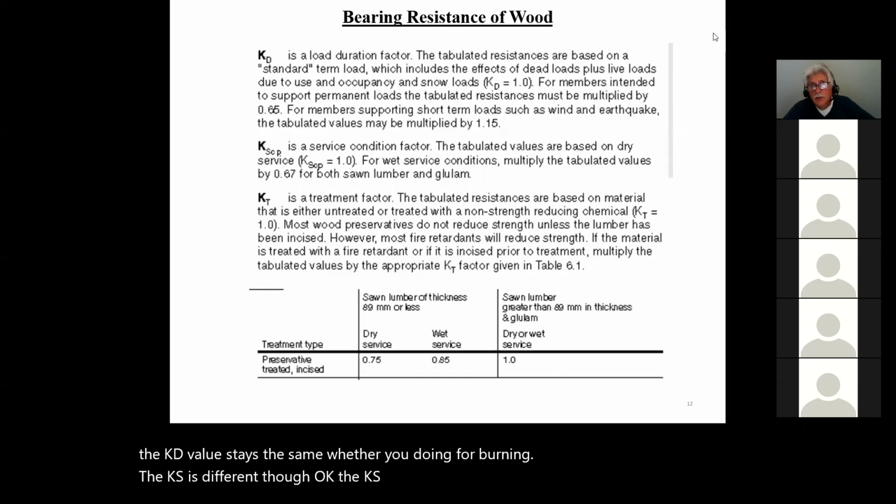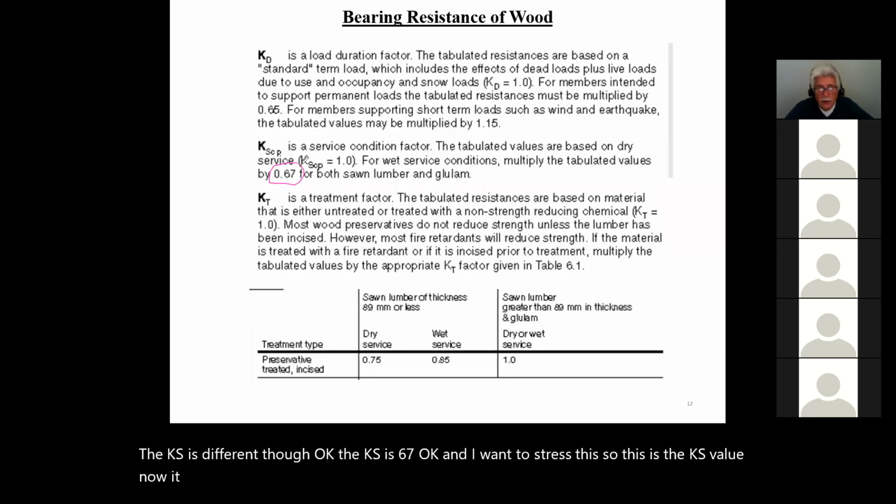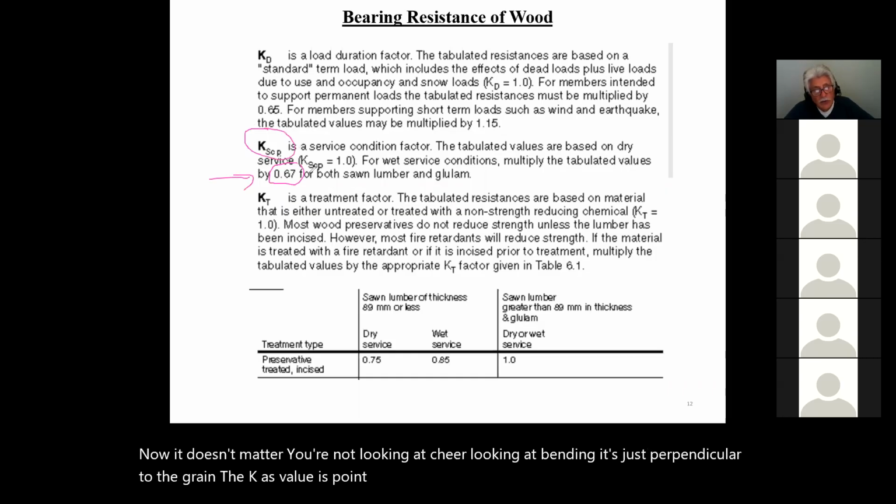And I want to stress this. So this is the KS value. It doesn't matter, you're not looking at shear. You're not looking at bending. It's just perpendicular to the grain. The KS value is 0.67. So you have to change the value for KS when you're doing the bearing.